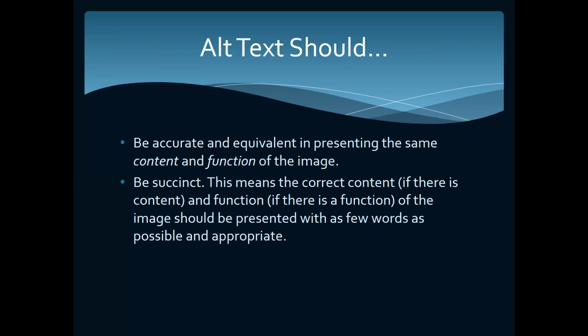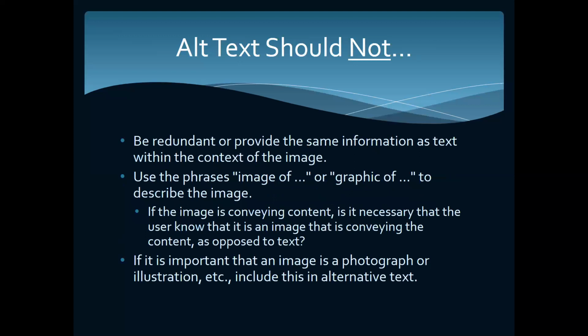When writing alt text, we want to be as succinct as possible. This means that the correct content, if there is content, and function, if there is a function of the image, should be presented as succinctly as is appropriate. Typically, no more than a few words are necessary, though rarely you might use a short sentence or two. Alt text should not be redundant or provide the same information as text within the context of the image. When writing alt text, we should also avoid using the phrases image of or graphic of to describe the image.